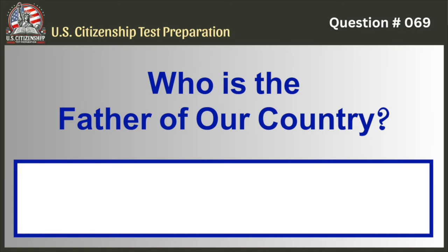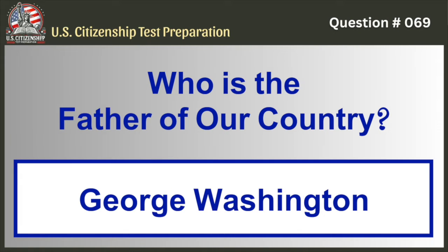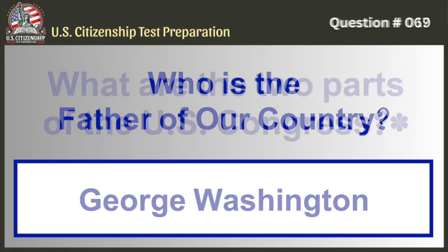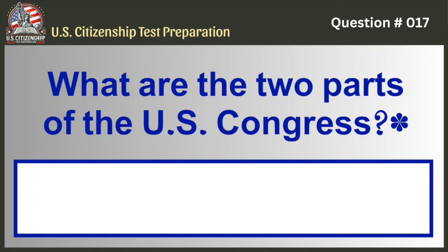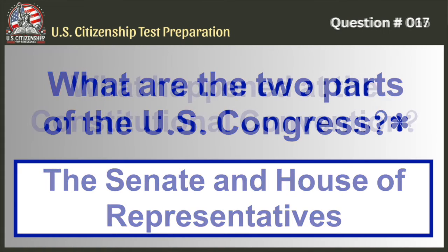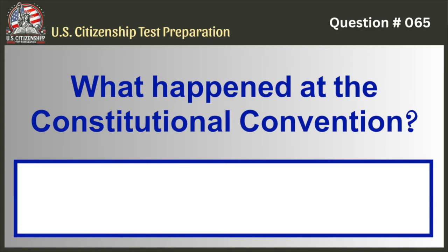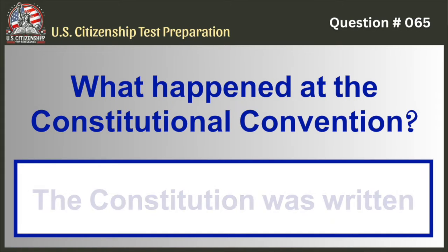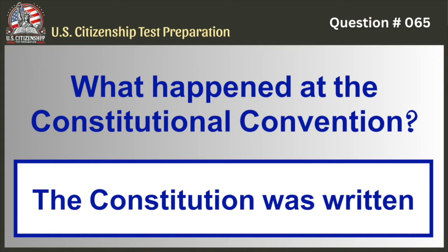Who is the father of our country? George Washington. What are the two parts of the U.S. Congress? The Senate and House of Representatives. What happened at the Constitutional Convention? The Constitution was written.